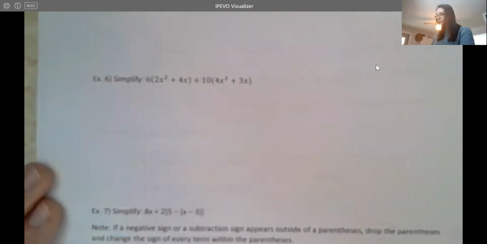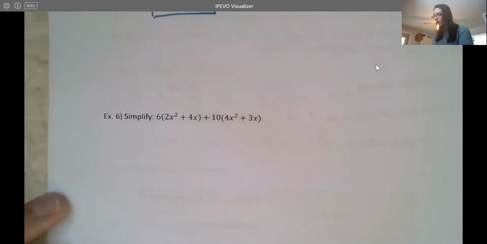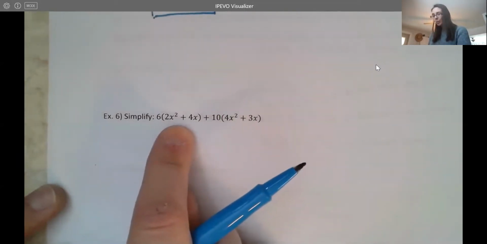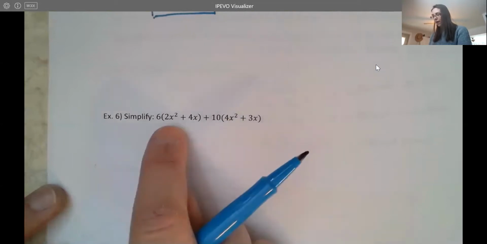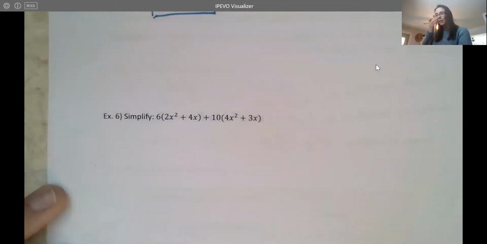For the next one, let's try that one more time. There we go. So again, we start with parentheses. If I look inside the parentheses, I don't really see anything I can do. I have an x squared and an x term. Those are unlike. I know they have the same variable, but because the powers are not the same, I can't add them.